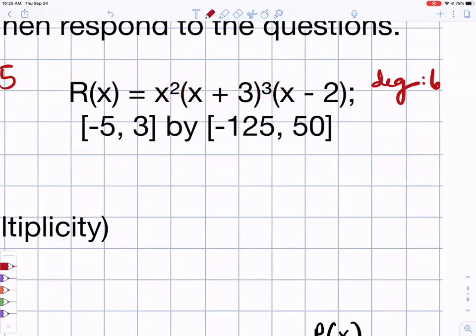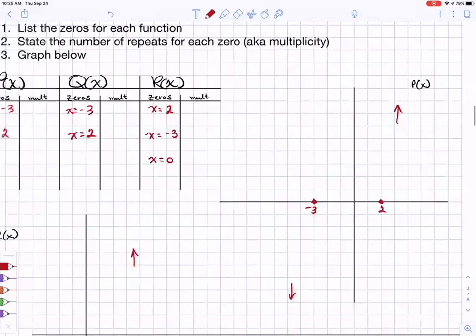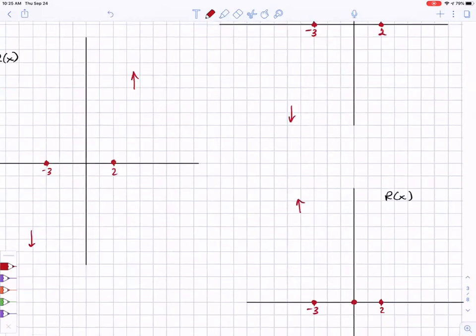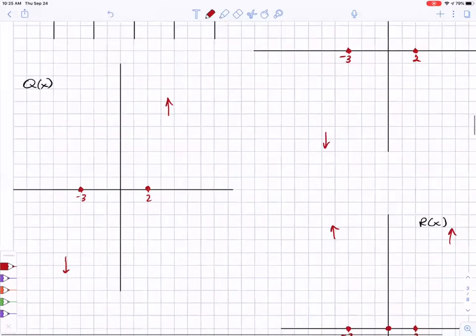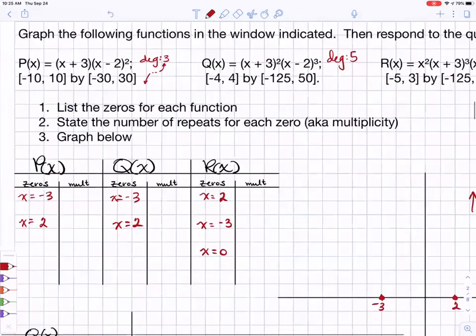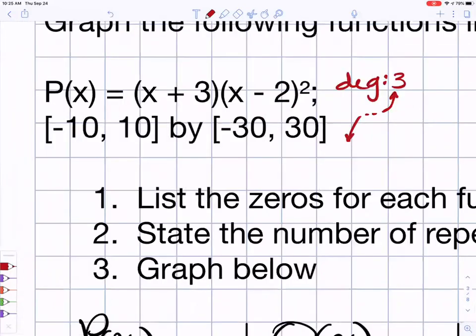All right, what's the end behavior on a degree of 6 for this guy? Say it again. Yeah, good. So both ends are going to be up. So this graph is definitely going to be different than the other two graphs. All right. Now let's go put P of X into the calculator.